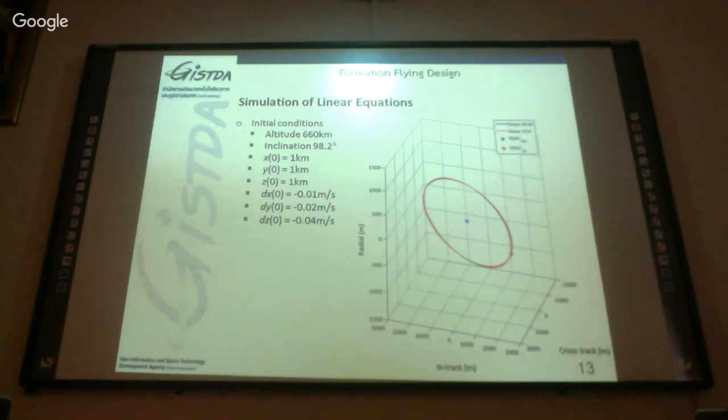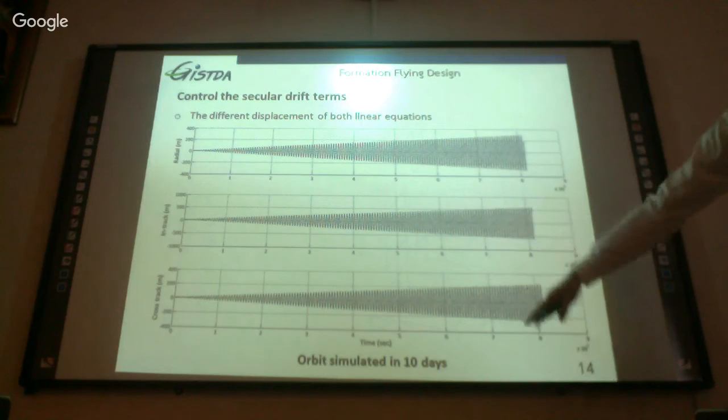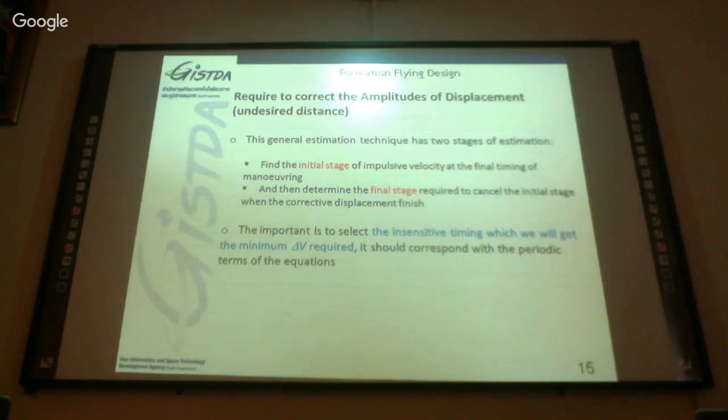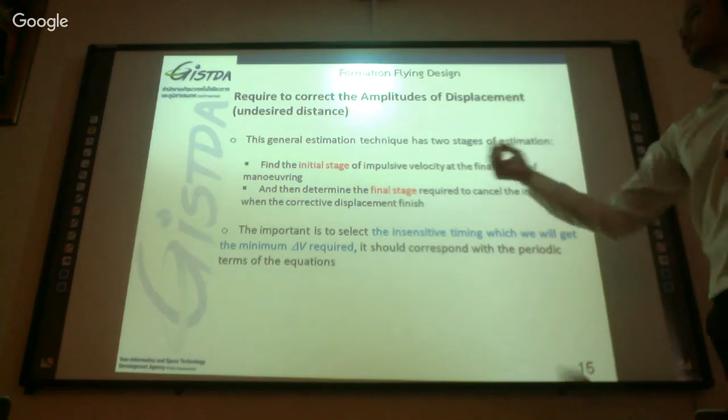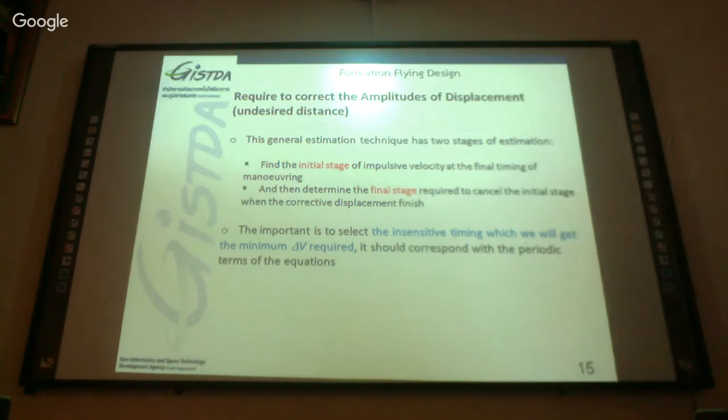This is the simulation, and these are the different experiments where I simulated the distance of the two orbits. In 10 days, the distance becomes bigger day by day. My task is to review the amplitude experiment, and then I use a technique to estimate the delta V: I find the initial state, then the final state, and then we can compute the total delta V requirement.